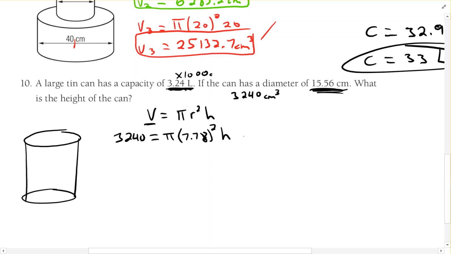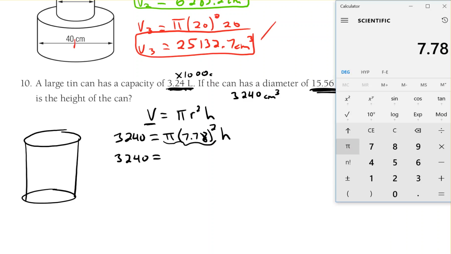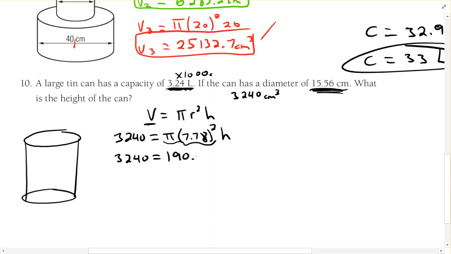So now we just need to solve for this. What I'm going to suggest to make things a little bit easier is to multiply these things together so I can get just a number. So pi times 7.78 squared, and don't forget to push enter to figure out what that is. 190.16. So that's what that stuff all together was, and then it's that times the height.